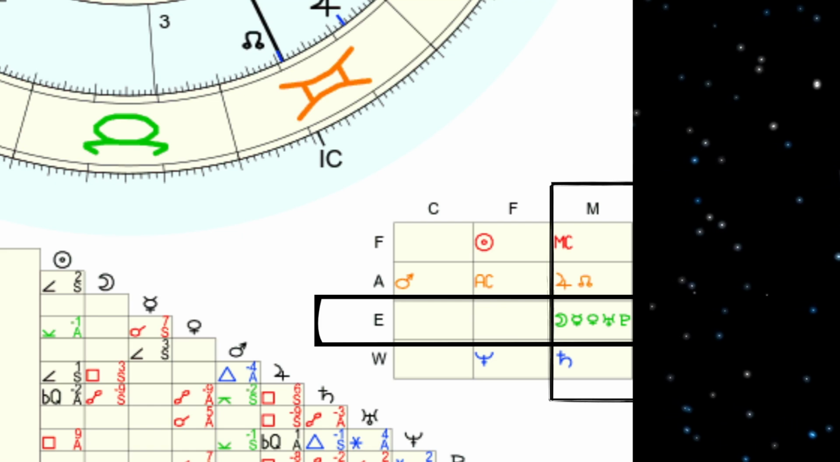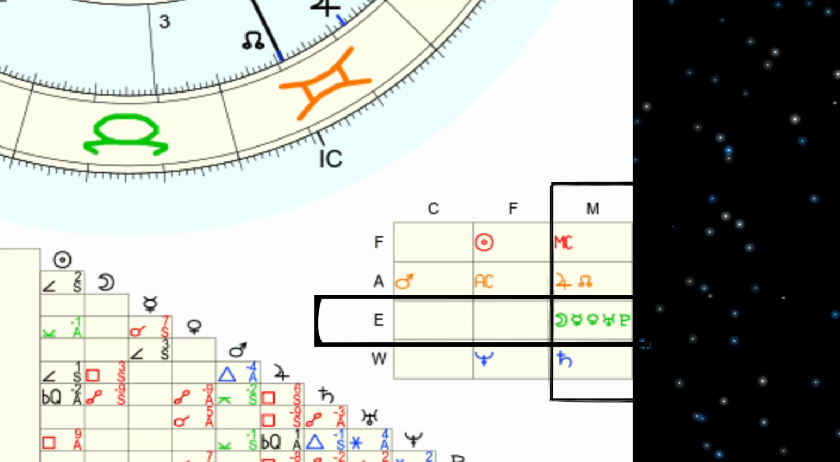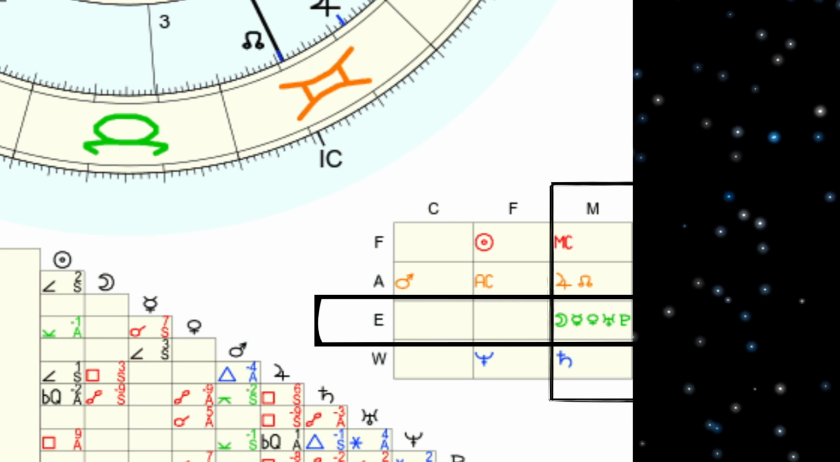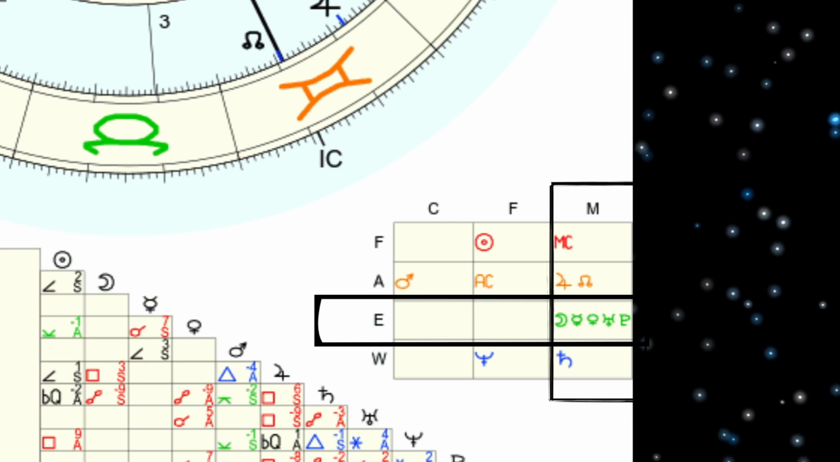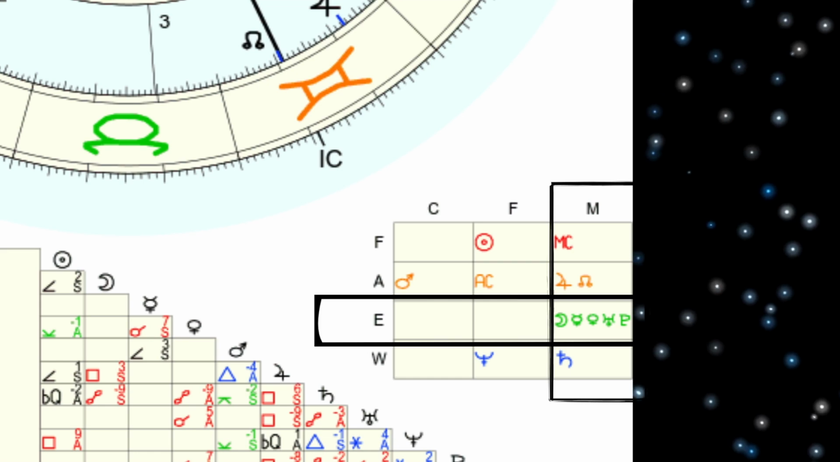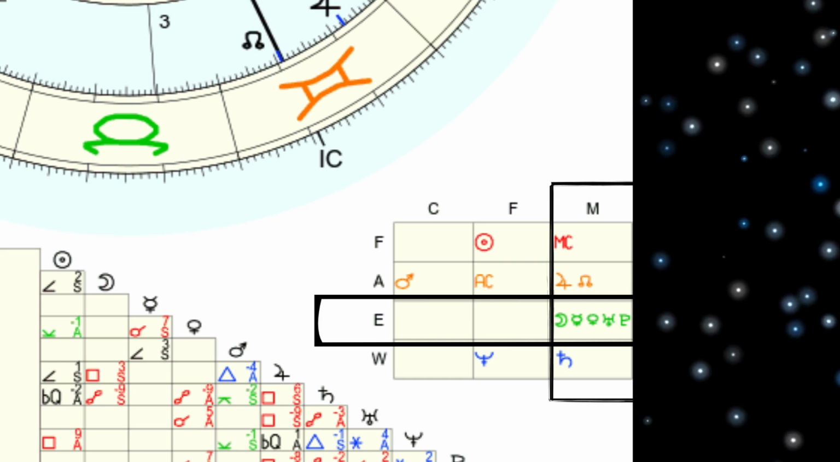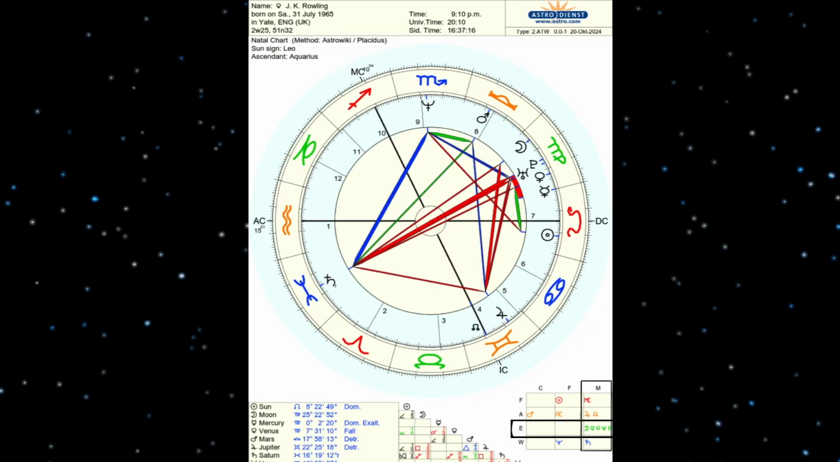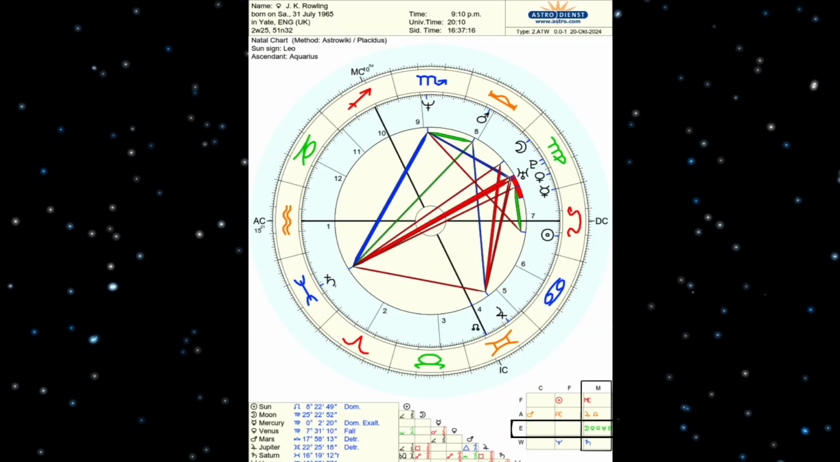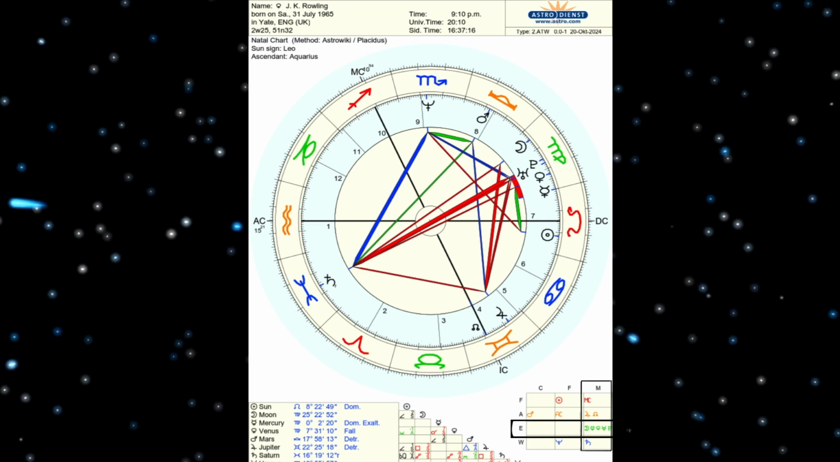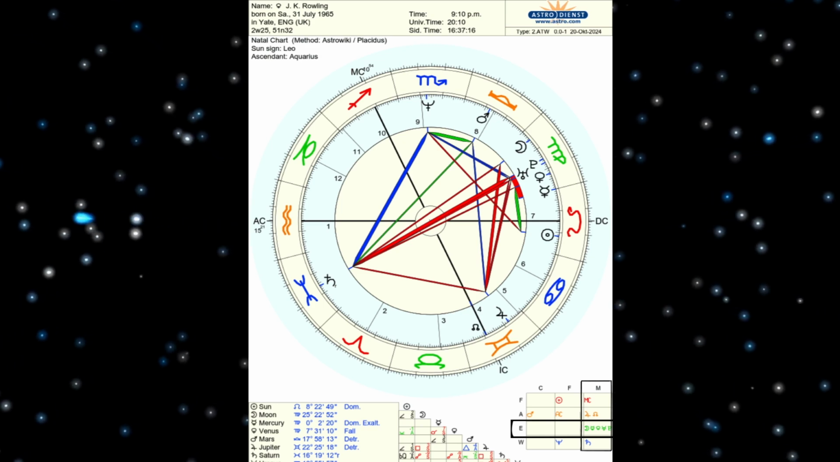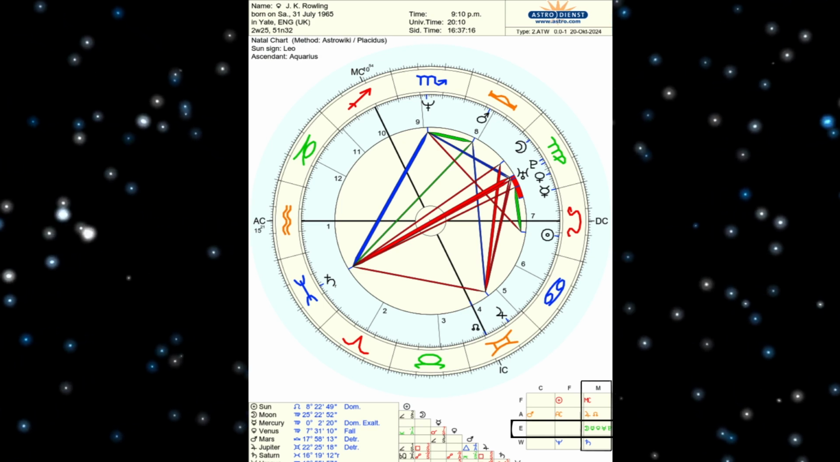And as you can see here, it is far and away mutable. And so with J.K. Rowling's chart, her chart signature is mutable Earth, which of course is Virgo. Now, she just so happens to have a stellium in Virgo, so that totally makes sense. And if you've read her Harry Potter books, you know her attention to detail is absolutely amazing.